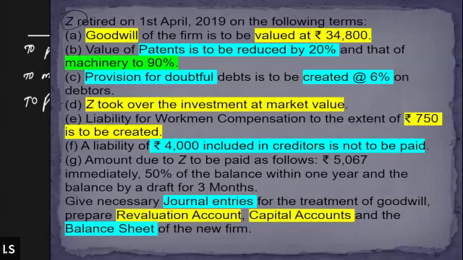I think we have made a mistake here. Goodwill of the firm is given, right? Goodwill of the firm is given as 34,800. So we will have to do the treatment for the self-valued goodwill. Since Z is retiring, we will have to determine Z's share in the goodwill only. Oh, I made a mistake. Just a minute. Z's share of goodwill will be how much?